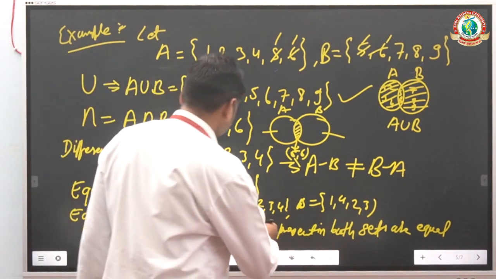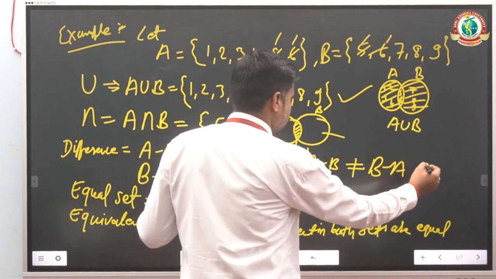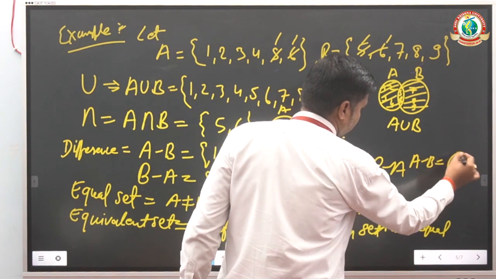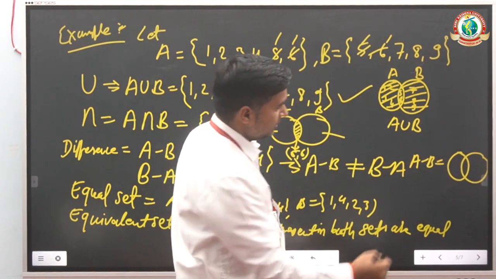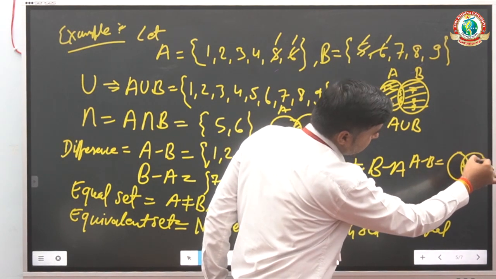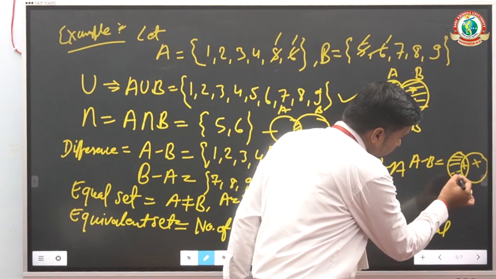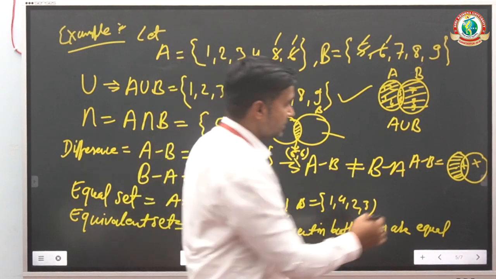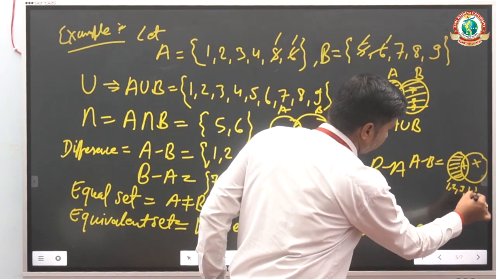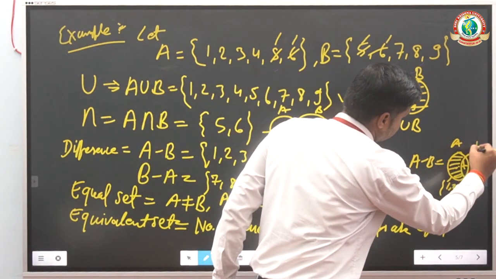Now in difference of sets, A minus B, this portion is cancelled out and eliminated. Now our answer is the shaded portion, that is A. So here only 1 2 3 4 is our answer. This is A set, this is B set.